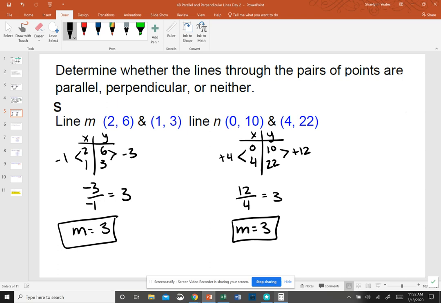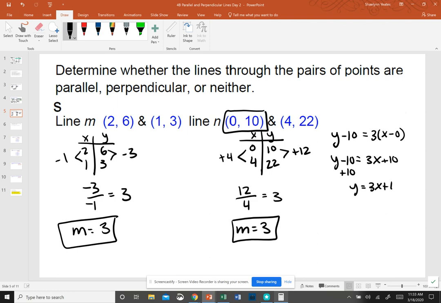So the first thing that I'm going to do is write the equation for this line. I'm going to pick the one with the 0 in it. So this is going to be y minus my y value equals my slope times x minus my x value. So I have y minus 10 equals 3x. If we add 10 to both sides, we get y equals 3x plus 10.